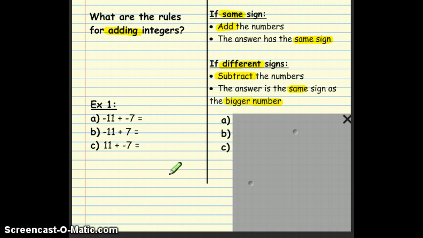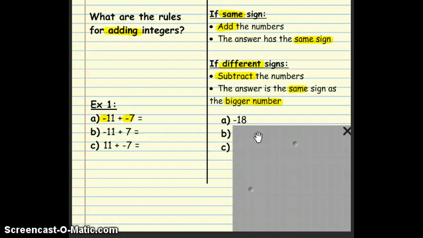Alright, let's do a little practice. Example 1, we have negative 11 plus negative 7. These two integers have the same sign. They are both negative. That means we're going to just add the numbers together. So 11 plus 7 is 18. And the answer is the same as both in the problem. So it's going to be negative 18. Go ahead and try the next two.